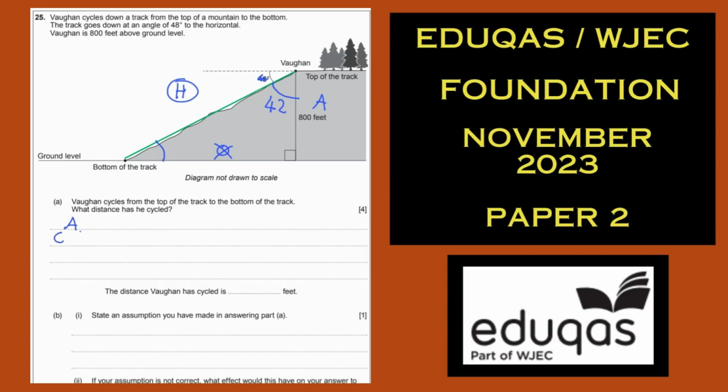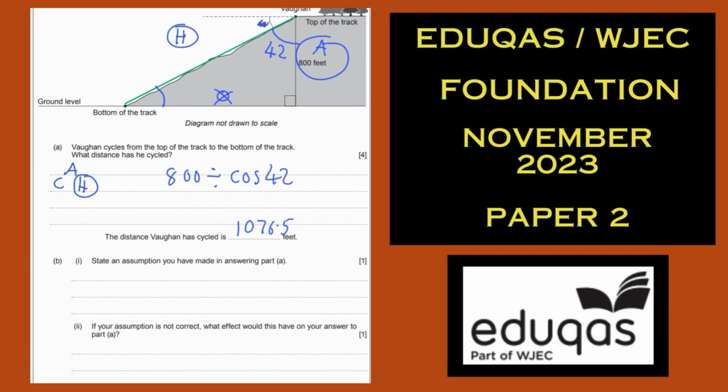If I want the hypotenuse, I need to do adjacent, which is 800, divided by c, which stands for cos of the angle I'm working from. All that will spit out 1076.506 feet. But there we go. I'll just go to 0.5.